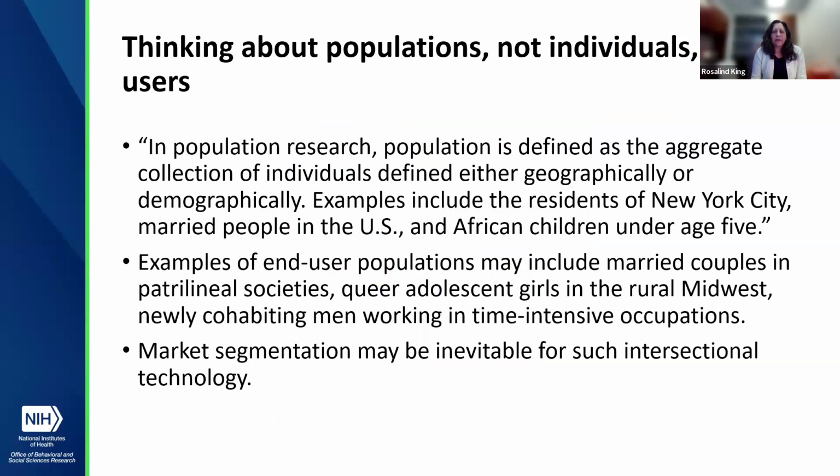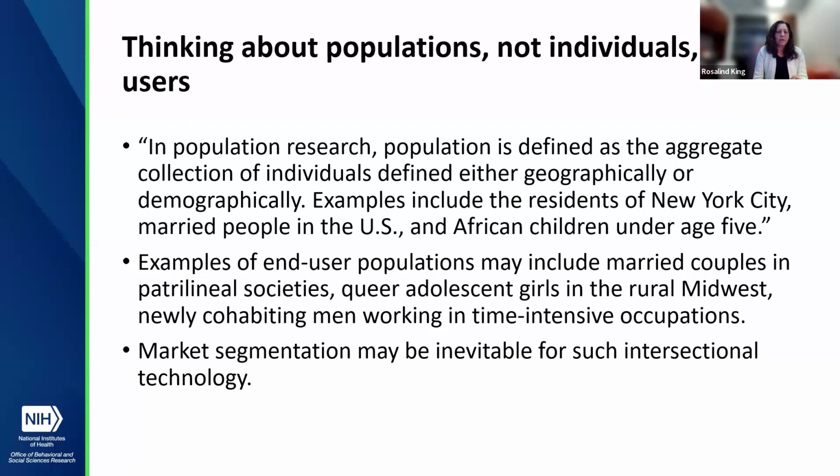So one way to think about end users in their real world contexts, such as geographic locations, is to group them into populations rather than consider them as individuals. So this definition of population comes from my former branch where I used to work at NICHD, the Population Dynamics branch. In population research, population is defined as the aggregate collection of individuals defined either geographically or demographically. Examples include the residents of New York City, married people in the US, and African children under age 5.